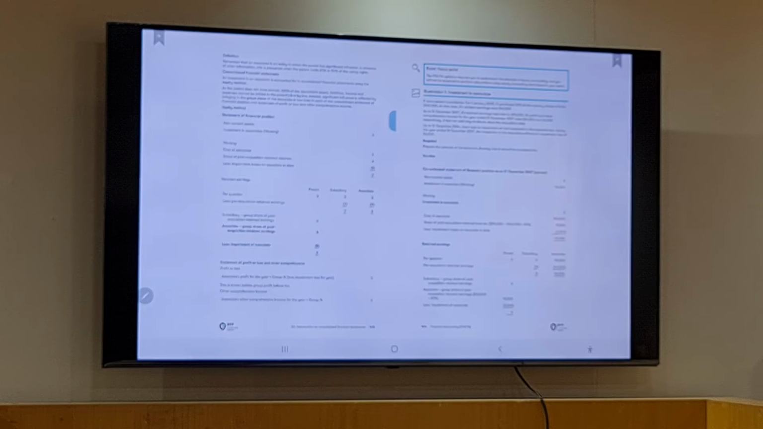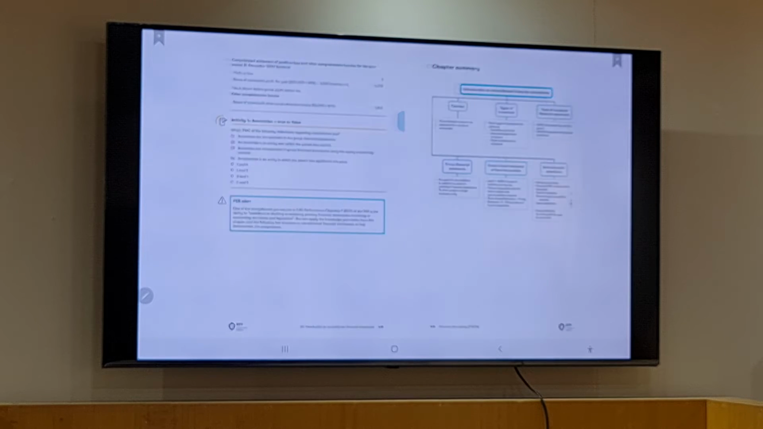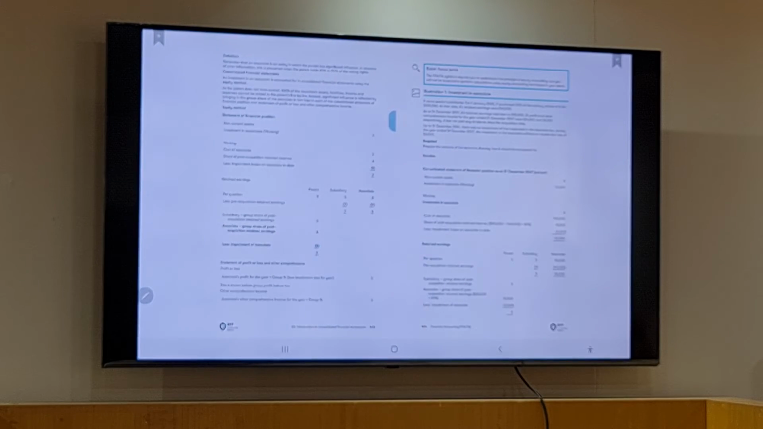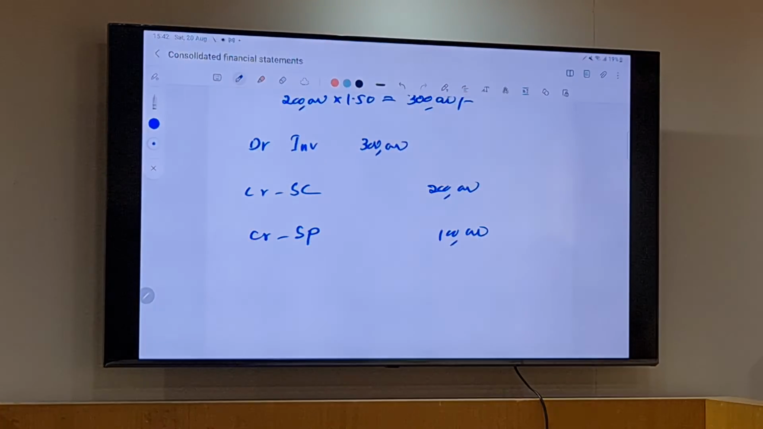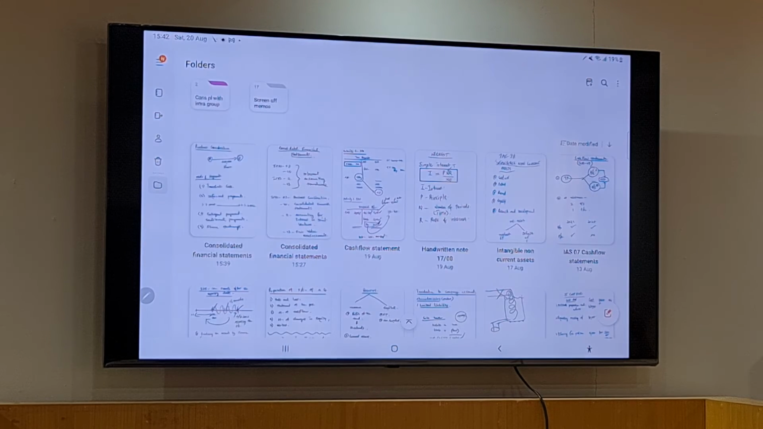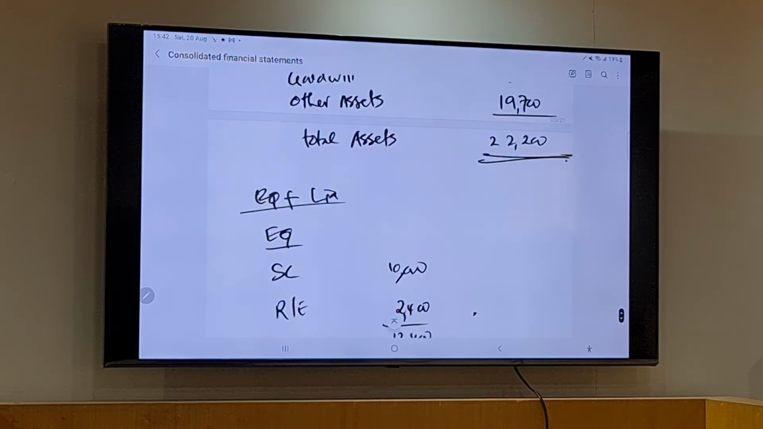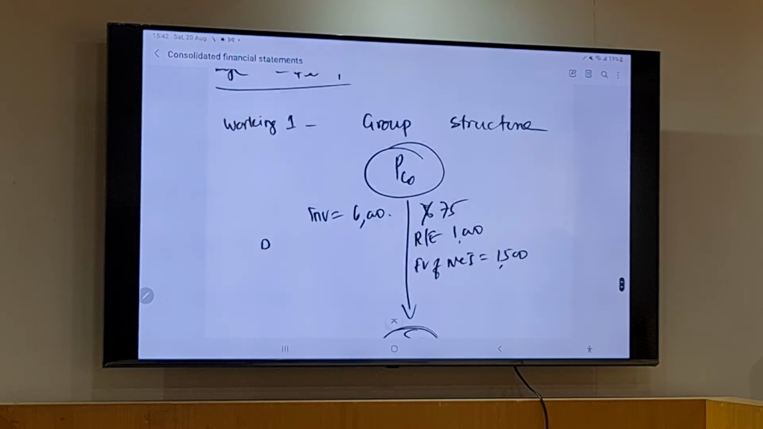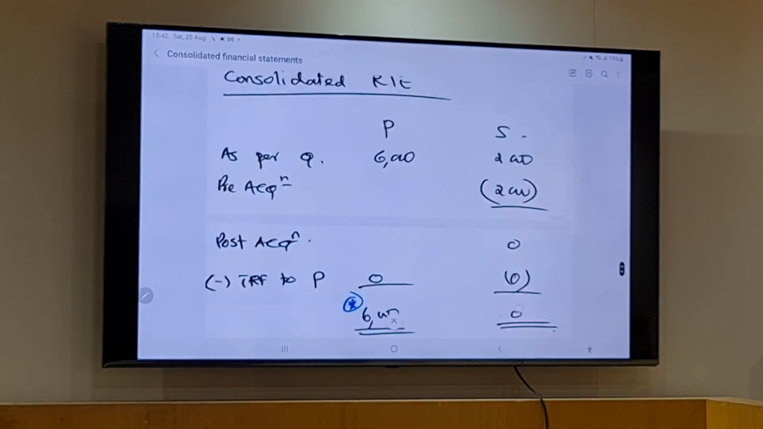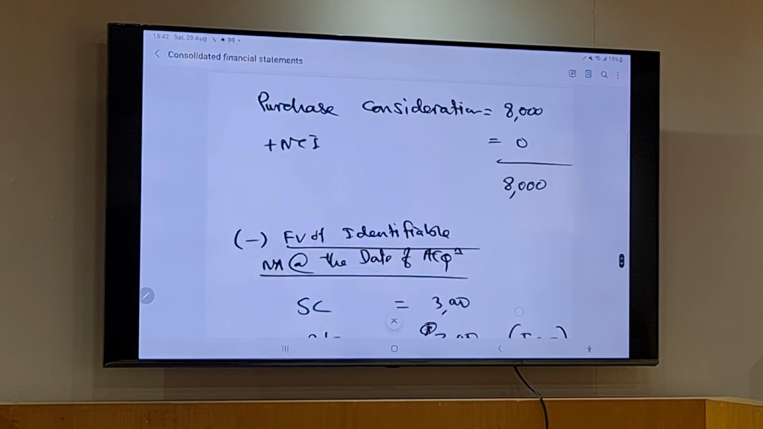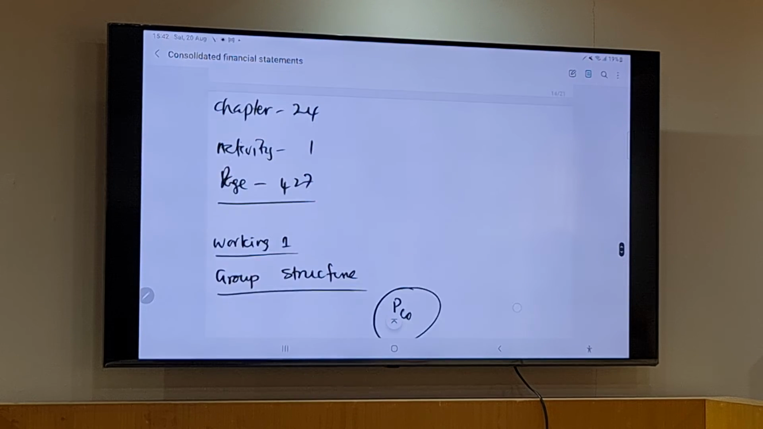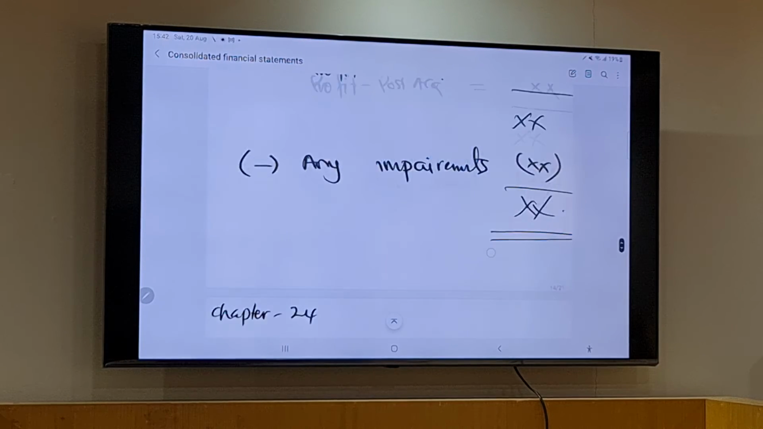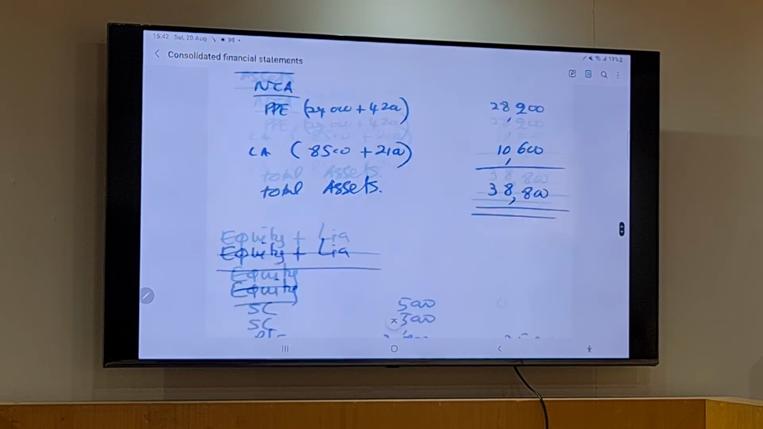The PDF file, yeah, PDF. The group message PDF file there. Answers. The activity last? Activity 2. This is chapter 24, activity 1, page 427.